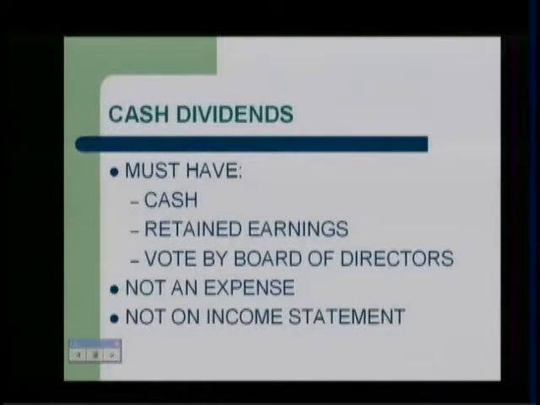These cash dividends are voted on and approved by the board of directors. So they don't just happen, they have to come about through the board of directors. Remember we said earlier cash dividends are not an expense. They do not show up on your income statement. They are simply a reduction in retained earnings. So they will show up on the statement of changes in owner's equity, but not on the income statement.